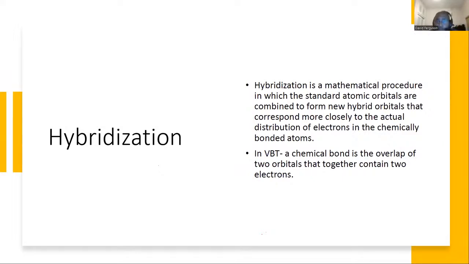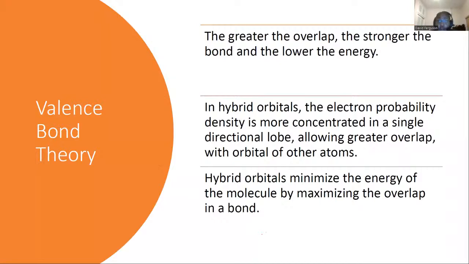So it's a mathematical procedure in which standard atomic orbitals are combined to form new hybrid orbitals that correspond more closely to the actual distribution of electrons in the chemically bonded atoms. A chemical bond is the overlap of two orbitals that contain two electrons. The greater the overlap, the stronger the bond and the lower the energy. In hybrid orbitals, the electron probability density is more concentrated in a single directional lobe, allowing greater overlap with orbitals of other atoms.